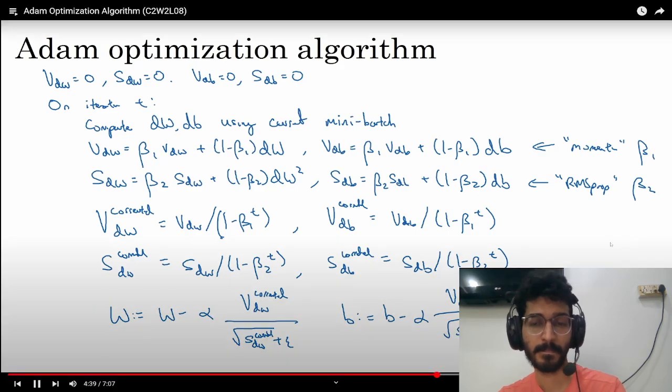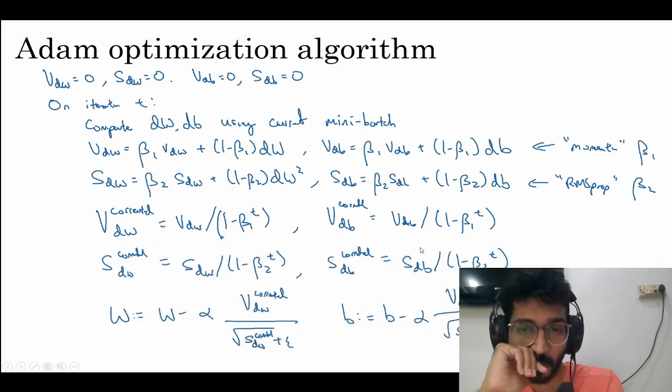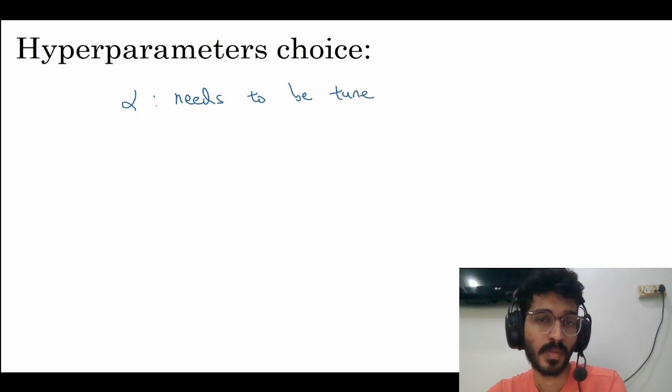And this is a commonly used learning algorithm that's proven to be very effective for many different neural networks with a very wide variety of architectures. So this algorithm has a number of hyperparameters. The learning rate hyperparameter alpha is still important and usually needs to be tuned. So you just have to try a range of values and see what works.